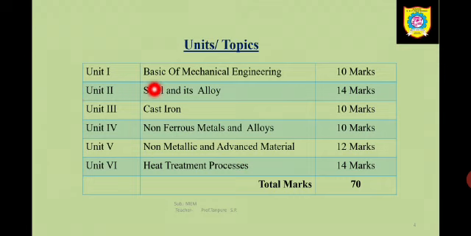As you know, the steel is widely used material. So we are going to study in deep about this steel and its alloys. Unit number 3, a cast iron. So this unit is having a weightage of 10 marks. Next, unit number 4, non-ferrous metals and alloys, 10 marks. Unit 5, non-metallic and advanced materials for 12 marks. And unit 6, heat treatment process for 14 marks. So total is 70.